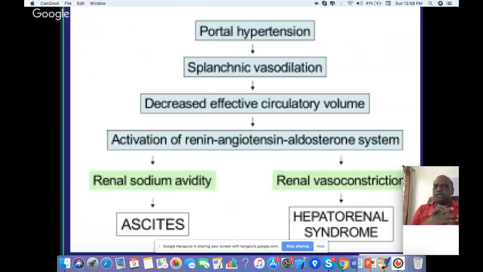Basically, in cirrhosis, there's portal hypertension. Because of the portal hypertension, there's a splanchnic vasodilatation. Because of that vasodilatation, the circulatory volume in the regular blood vessels becomes diminished. That leads to the renin-angiotensin system activating, and that leads to renal sodium avidity leading to ascites, and renal vasoconstriction occurs as a response, leading to hepatorenal syndrome and the rise of the creatinine.